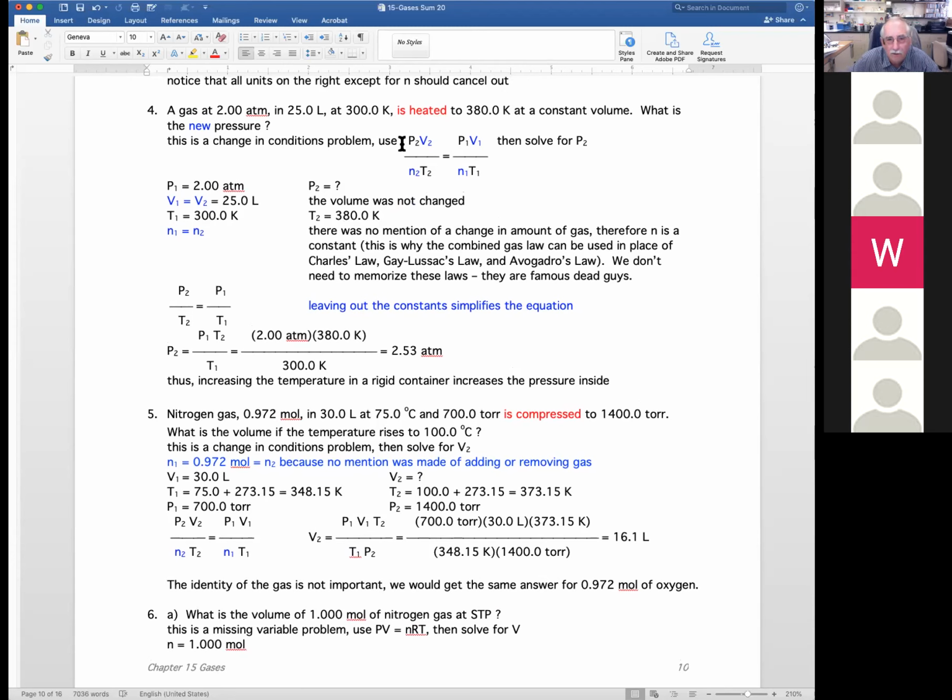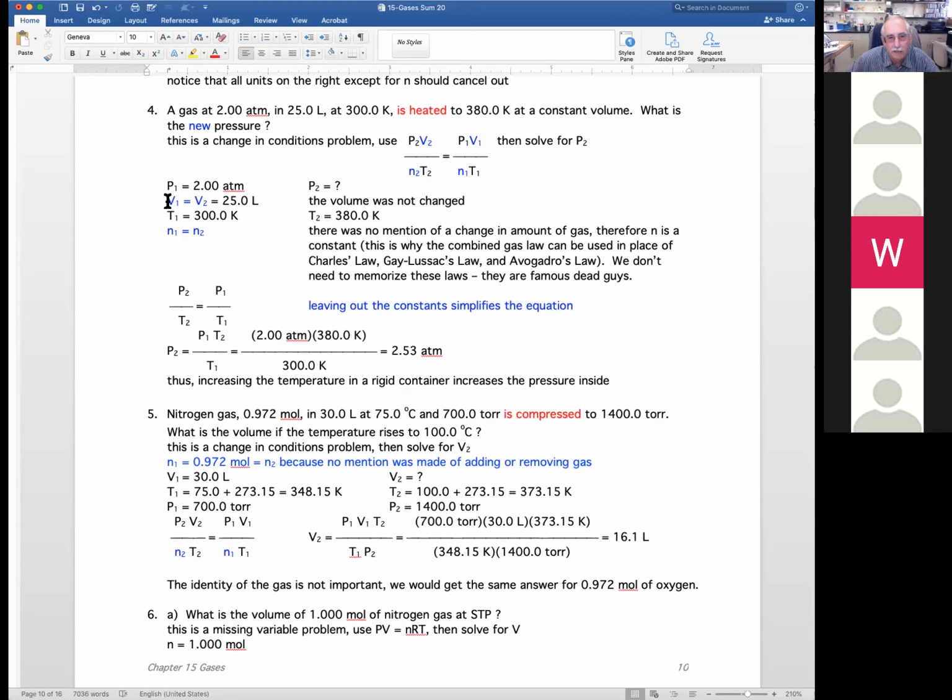And then I'm looking all through this problem. Where do they mention N? N is the number of moles. Well, there was no mention of N. So the only solution is that N1 is equal to N2. And you know why that's important? Because that's the reason why you can do it my way. You have to recognize that right there.